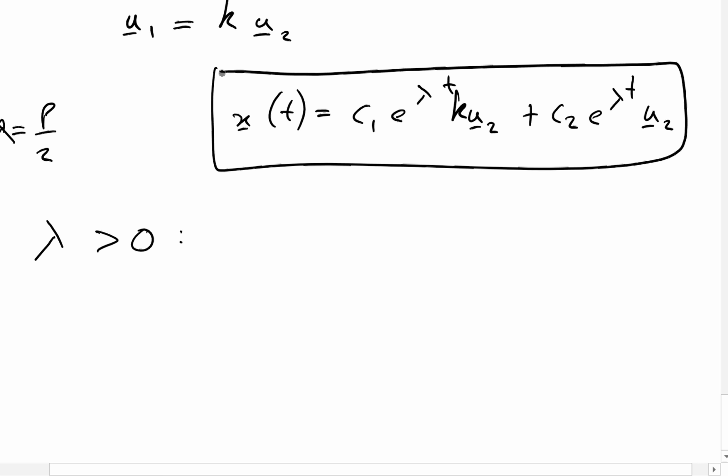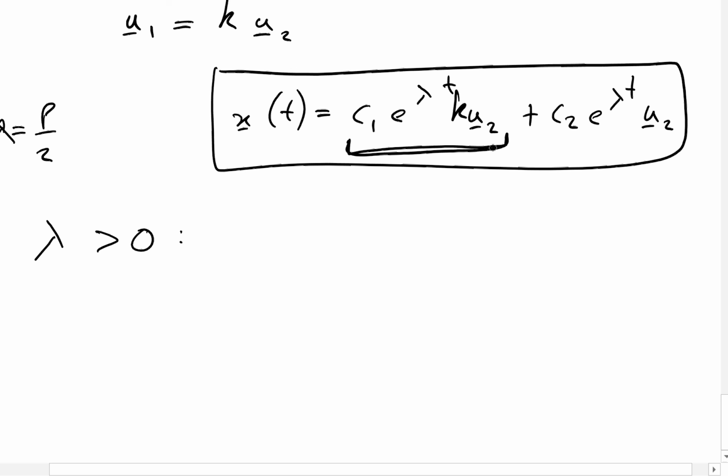Now, if lambda is positive, which one is going to be the bigger one, the more dominant term? Can you see it's obviously going to be this one, because we've got k times u2. These are basically identical terms because we've got the same lambda in both and the same u2 in both. It's just this one's got a multiplier term in it. So this one's obviously going to be bigger if lambda is positive. So as we go forwards in time, as t goes to infinity, we're pulled towards this eigenvector.